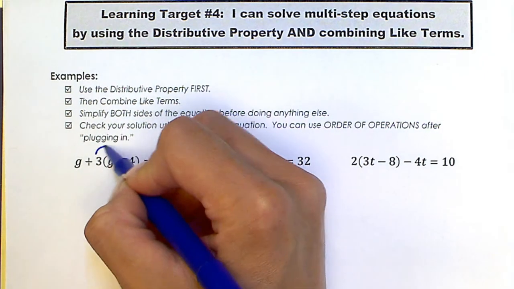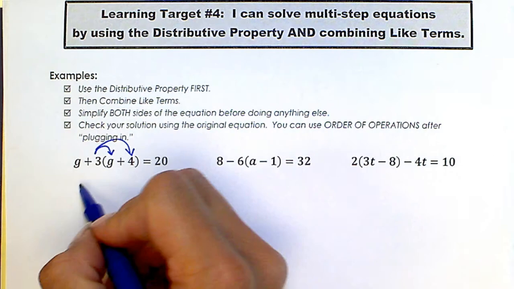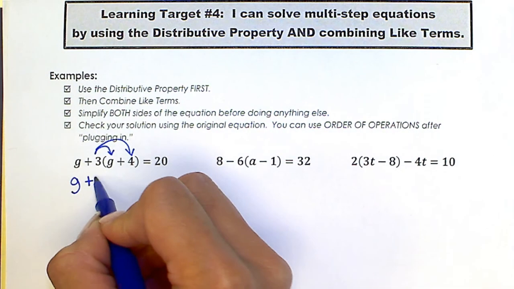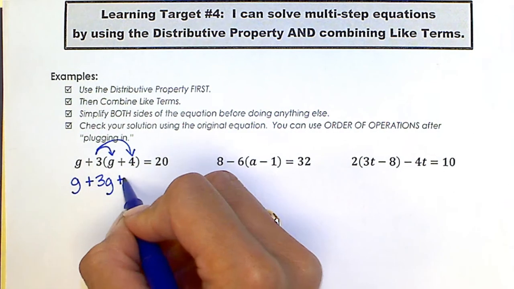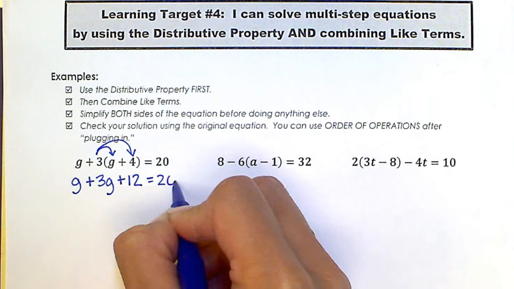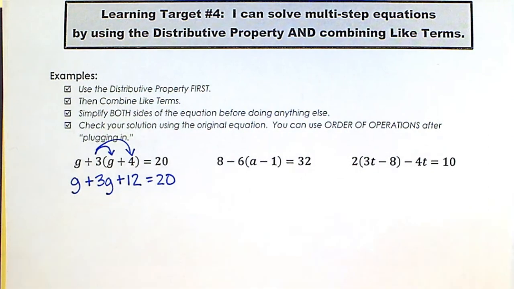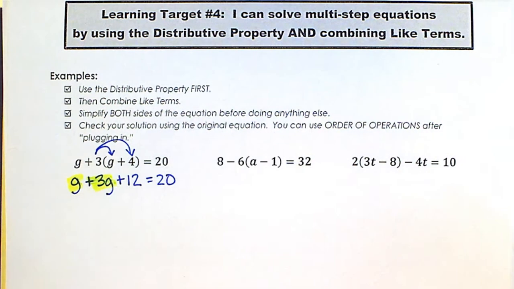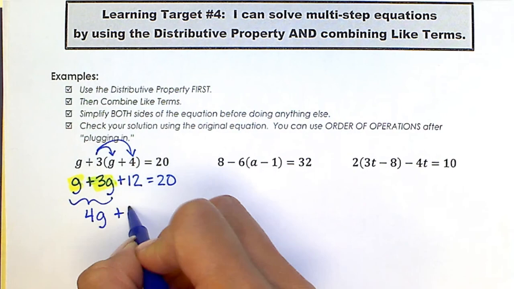Alright, so the first one, we need to distribute this 3. Now this is a positive 3 because there's a plus in front of it. So leave the g here, and positive 3 times g is plus 3g. A positive 3 times a positive 4 is a positive 12 equals 20. So we did the distributive property. Now we're going to combine like terms. So I'm going to combine 1g plus 3g. That is 4g plus 12 equals 20.